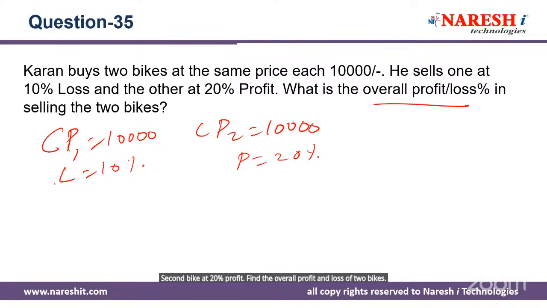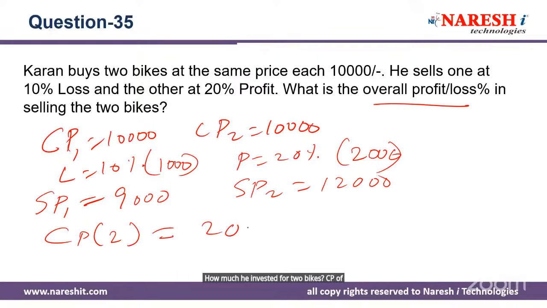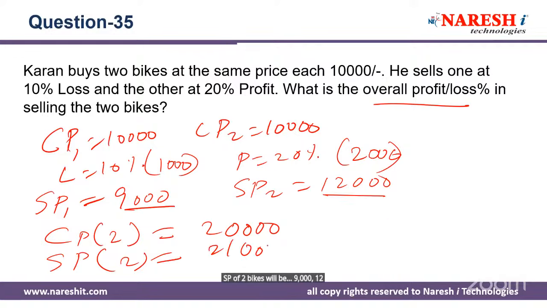So first of all, I have to find the selling price of both the bikes. First, 10,000 rupees bike, 10% loss means 1,000 rupees loss. So it's sold for 9,000 rupees. Second, 10,000 bike, 20% profit. So 2,000 rupees profit. So selling price of the second bike is 12,000. How much he invested for two bikes? CP of two bikes is 20,000. SP of two bikes will be 9,000 plus 12,000, 21,000. Overall, profit of 1,000 rupees.